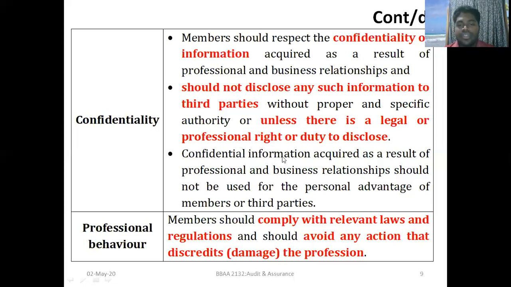Another one: confidential information acquired as a result of professional and business relationships should not be used for the personal advantage of members or third parties. If you assume you are the auditor, during the audit time you can definitely get to know all the information of the client company. So don't try to use that information for your own personal benefit, and don't spread it to third parties in order to get some benefits. These are the things emphasized by the principle of confidentiality.